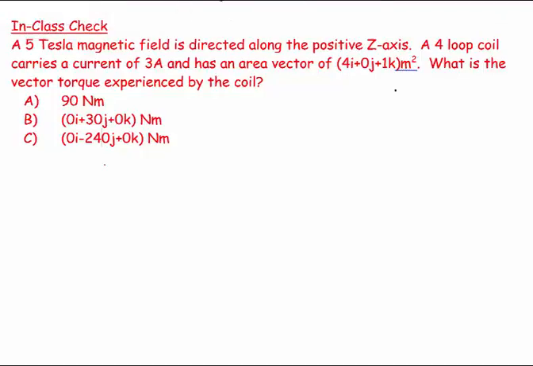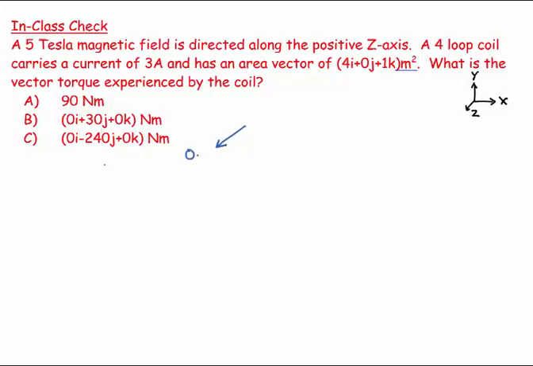So first of all, let's just remind ourselves that in this course X is usually to the right along the page. Y is visualized as being vertically up the page, and positive Z is coming out of the page. So that's our orientation. When I imagine this 5 Tesla magnetic field directed along the positive Z axis, I'm envisaging something coming out towards me, and it's going to be 5 Tesla.